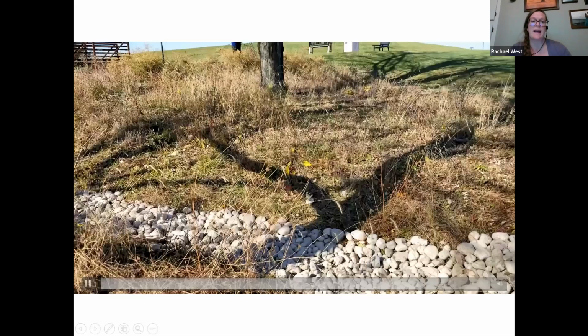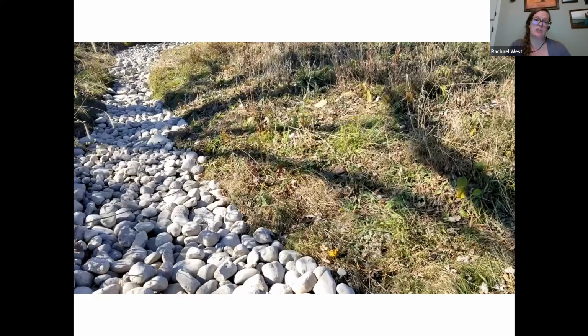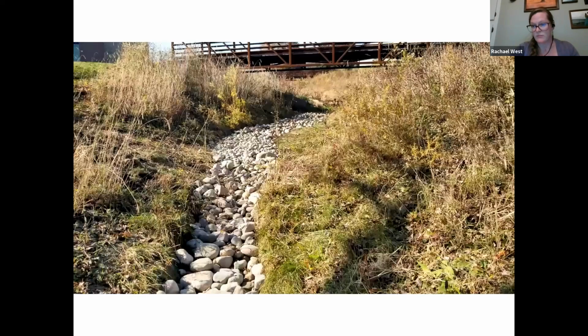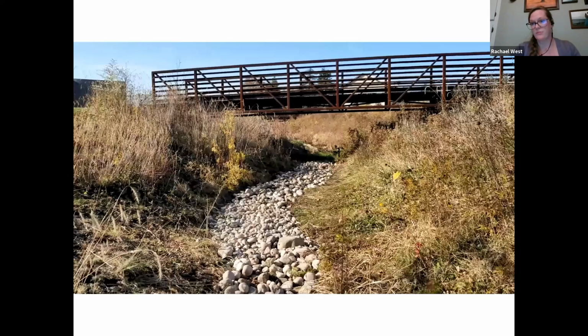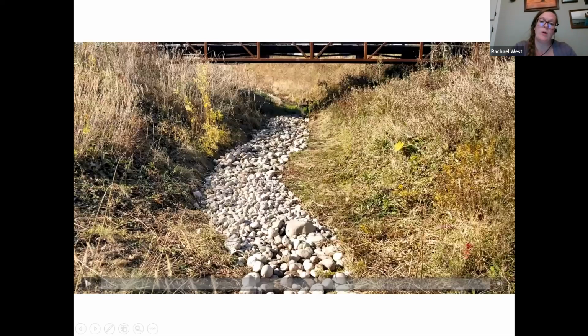And you'll notice that when they came in and did this work, they didn't do anything to the vegetation. They left the vegetation where it was. Why do you think they might do that? All right, so that is the video.